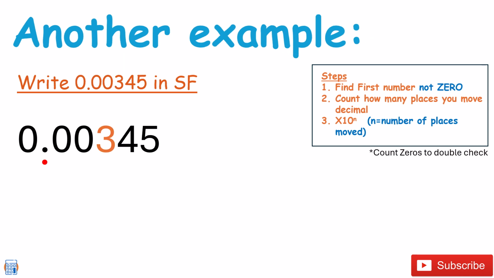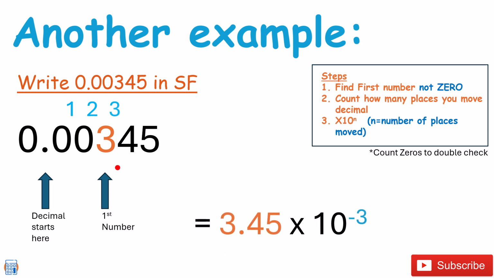Let's go the other way now. So let's work out how to write this in standard form but on the right. So find the first number that is not a 0. There it is, it's a 3. And then count how many places you move the decimal. So now the decimal is starting here, and we're moving to the right. So there's 1, and there's 2, and there's 3. So it would be 3.45, because remember there's numbers after this one now, times by 10 to the minus 3. So minus as we were moving to the right.